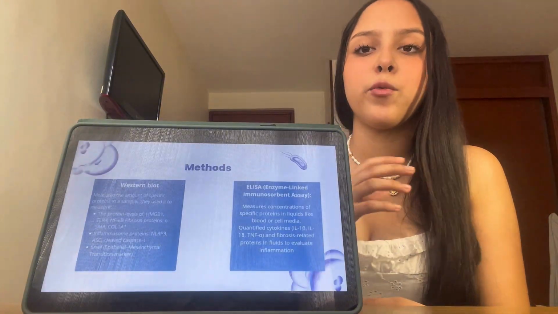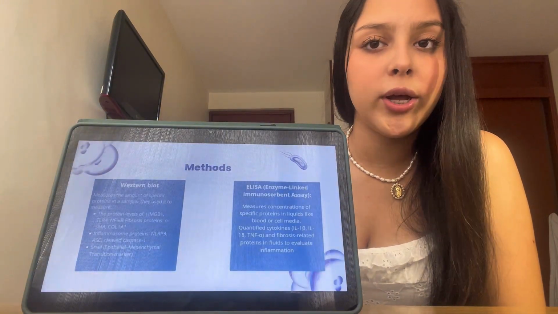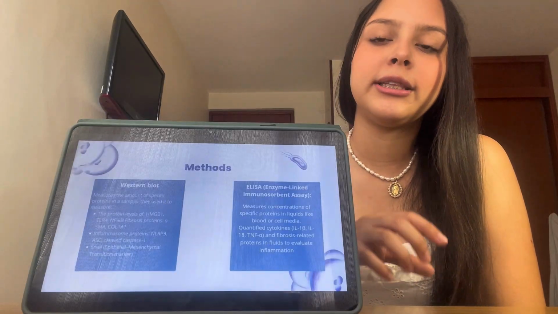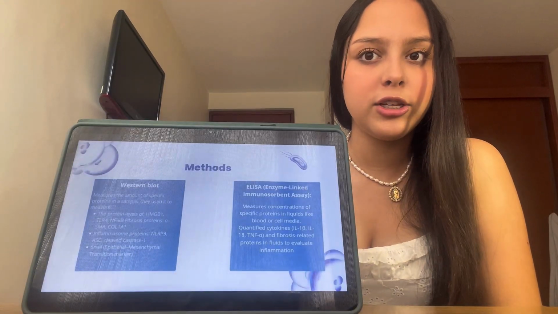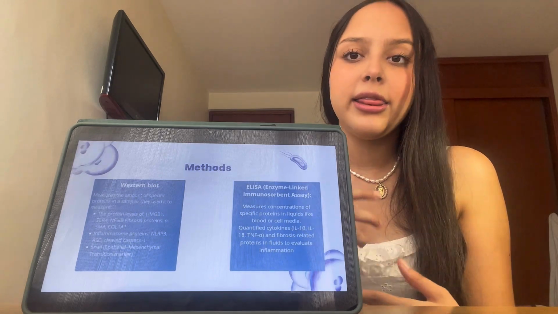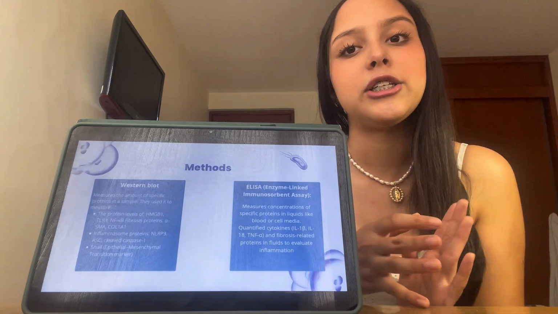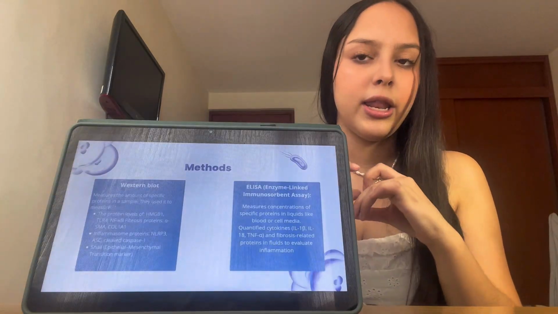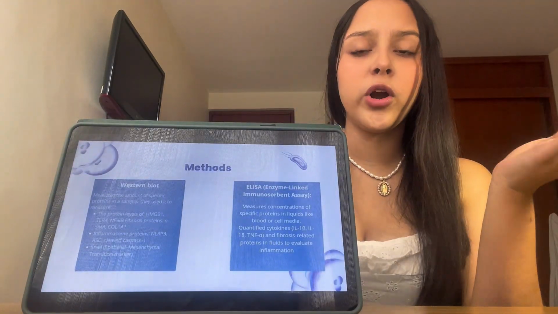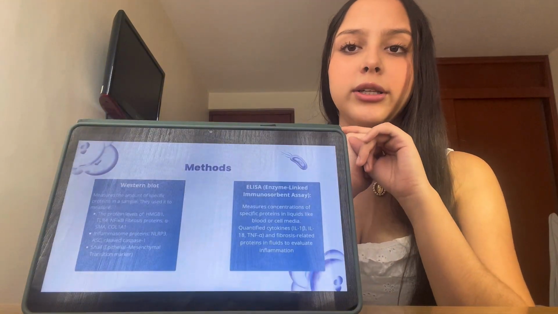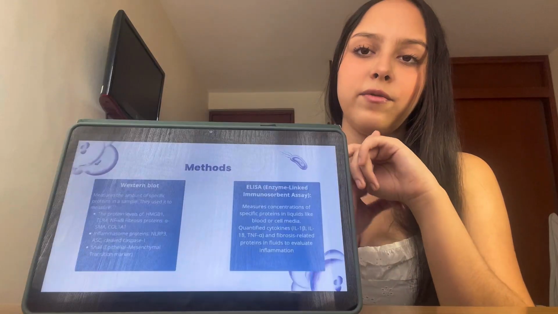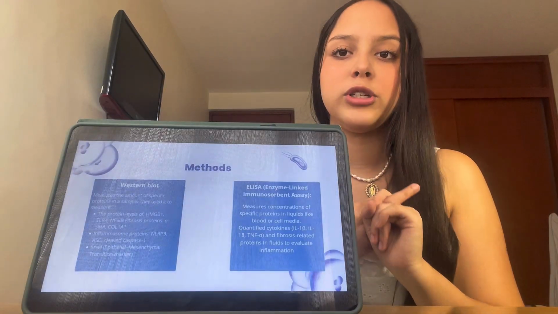Then we are going to have the Western blot. With the Western blot, they want to measure the amount of a protein in a sample. So what they do is they separate the protein with gel electrophoresis, then they mark that protein with an antibody, and this will make a chemical reaction that will show a band. So the bigger and the darker that band is, the more that protein is expressed. And they wanted to measure the expression of the whole signaling pathway, the inflammasomes, and the fibrosis markers.